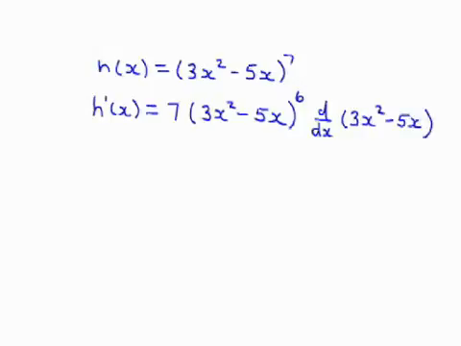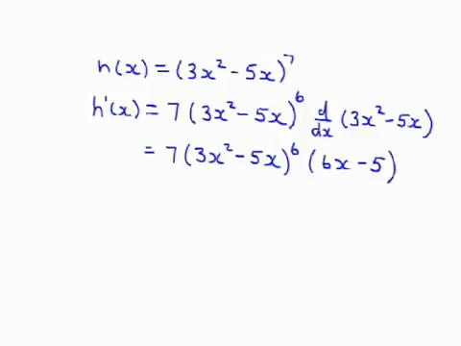In the final step, I write my 7 times (3x squared minus 5x) raised to the 6th from the previous step, and then I multiply that by the derivative of 3x squared minus 5x, which is 6x minus 5. If you return to the first method that we used, you will notice that this technique produced the same derivative.